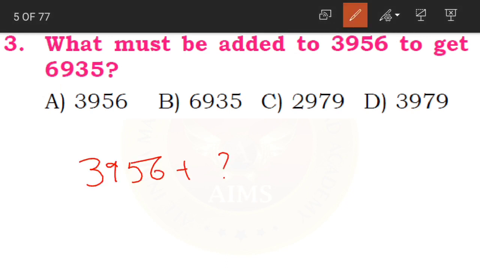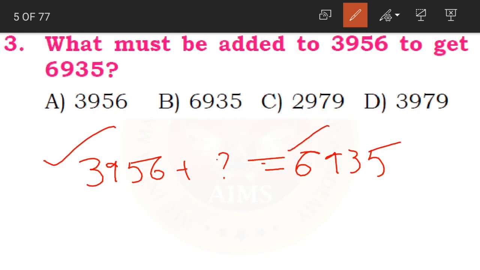3956 we are having. What should be added to get 6935? We are having an addend and the sum. We need to find out the other addend. What do we do, children? Yes, we subtract the given addend from the sum.